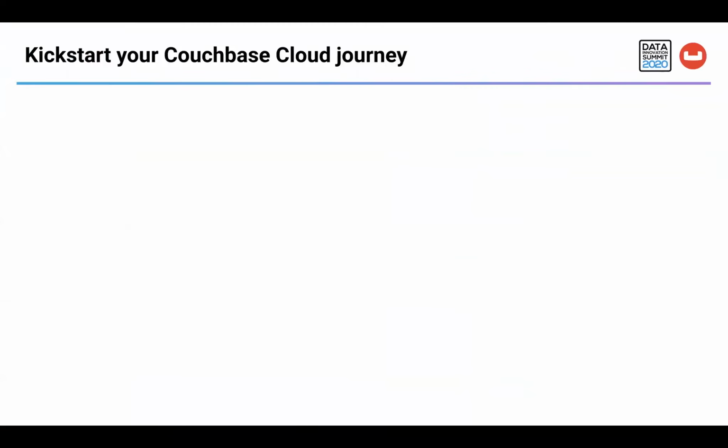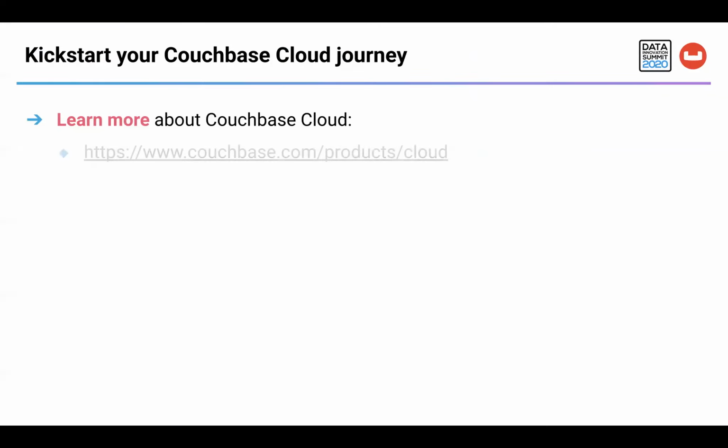Well, if you're willing to kickstart your Couchbase Cloud journey, here are some recommendations. First, learn more about Couchbase Cloud. This is the URL, couchbase.com/products/cloud. But just Google Couchbase Cloud, and it is going to be the first page. You're going to find all the information about the features, deployment plans, and pricing. If you have further questions from there, you can reach out to us, and we will be happy to answer all your questions.